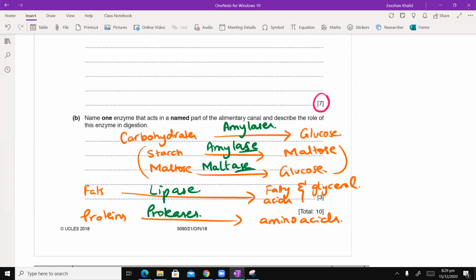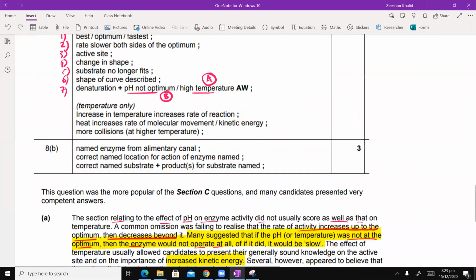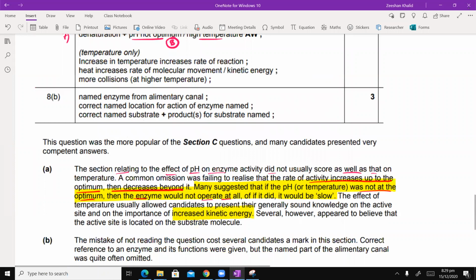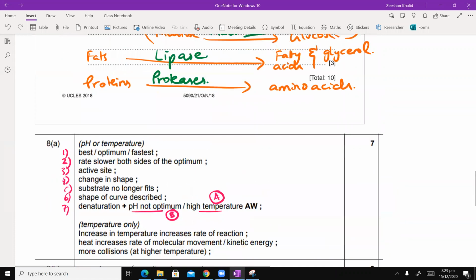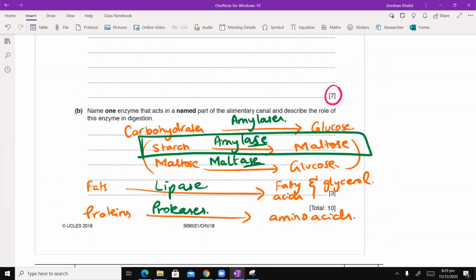Now look at the question again, it asks: name one enzyme that acts in a named part of the alimentary canal. So in the mouth, this digestion happens, starch into maltose by salivary amylase. Of course, the reason I'm not doing this at the moment is because we haven't done animal nutrition, but do look at it quickly. So any named enzyme from the alimentary canal, correct location, and name of the substrate and the product. This should make more sense when that topic comes.